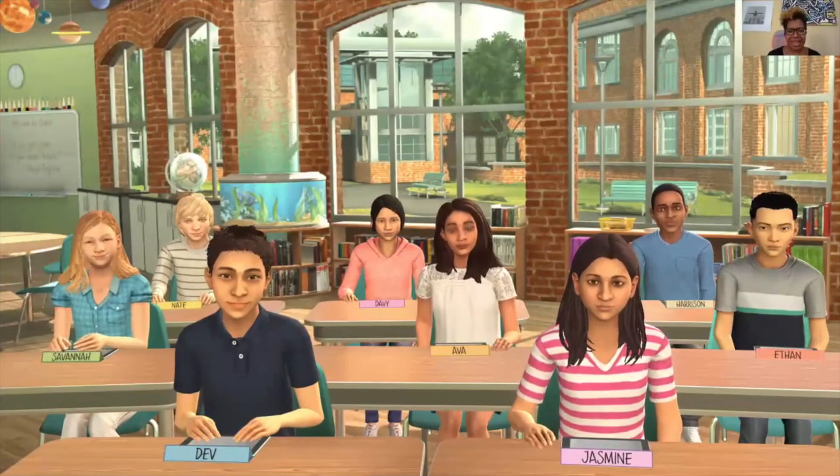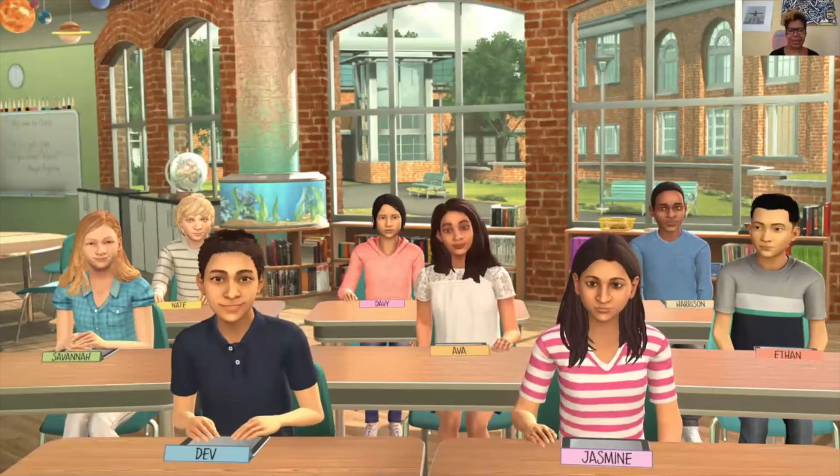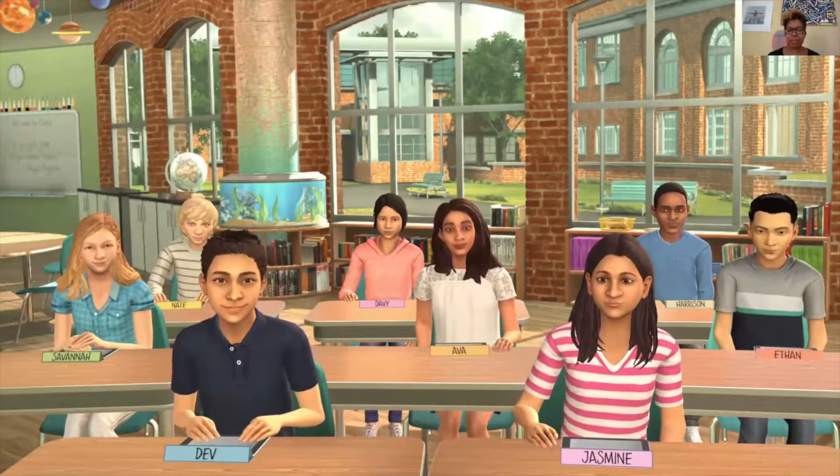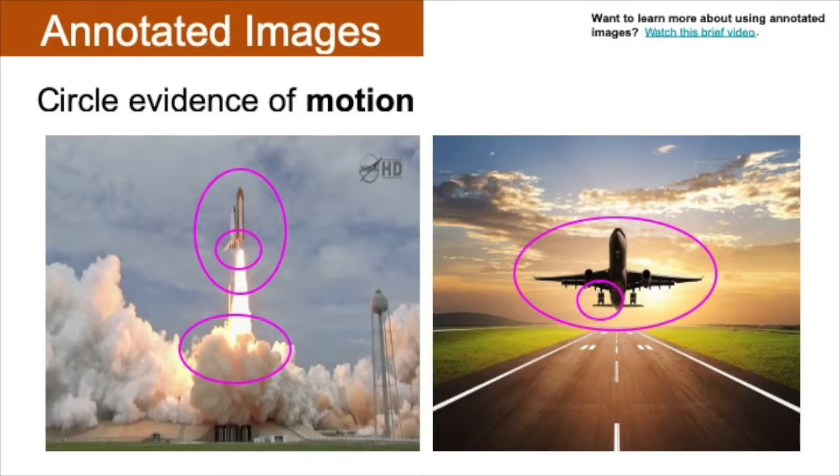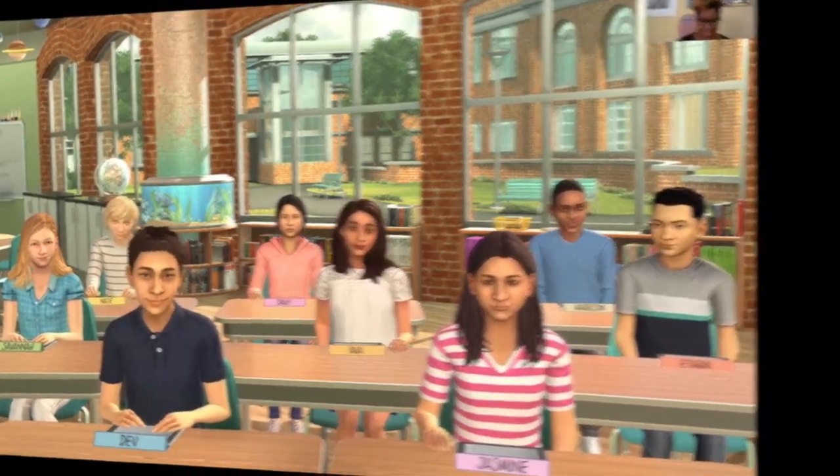Hi, everyone. My name is Miss Amanisha. I am excited today because we're going to be comparing these two pictures that you have on your tablets. You have a space shuttle, great, and an airplane. Wonderful. I'm seeing those head nods.